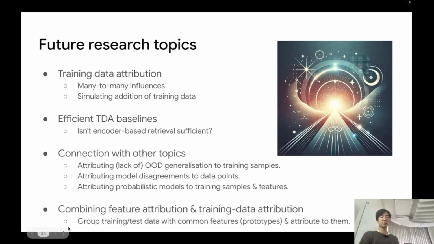Finally, there are some ideas around combining feature attribution and training data attribution. For example, you can attribute back to training data, but within the training data, there may be some features that are contributing, or there may be some shared features across different training data. If we can attribute to a group of samples with shared features, maybe this could also be a useful signal for model debugging, for example. And this is also related to something called prototypes that people have been looking into.